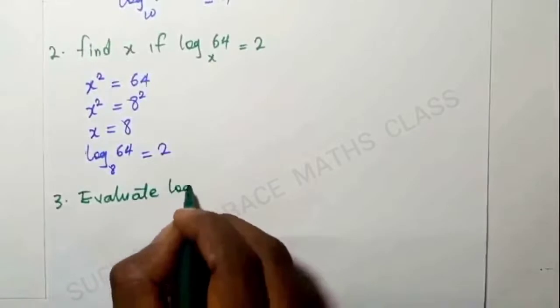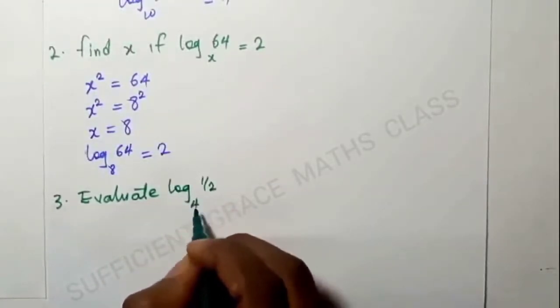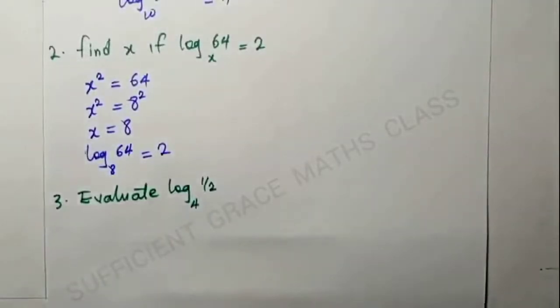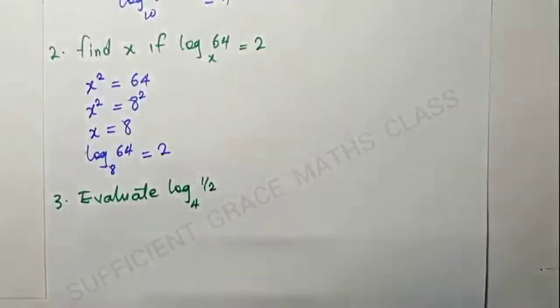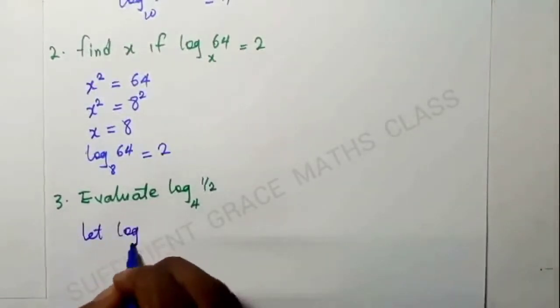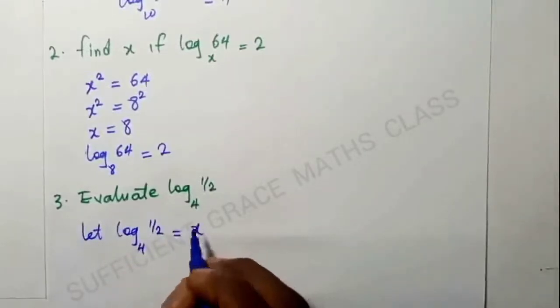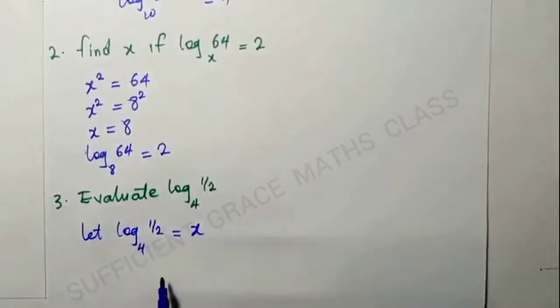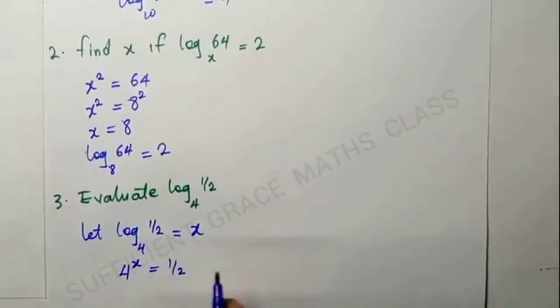Evaluate log of 1 over 2 to base 4. To evaluate log of 1 over 2 to base 4, we have to think of a number by which 4 will be raised to give us 1 over 2. Then we say, let log of 1 over 2 to base 4 equal x. Now we raise this 4 to the power of x to give us 1 over 2. Then we have 4 raised to power x equal to 1 over 2.